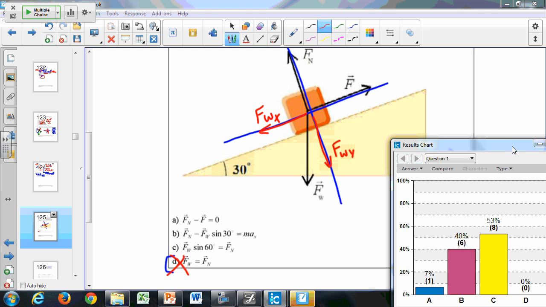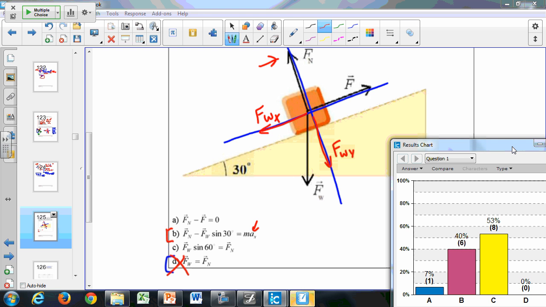Let's look at B. It says that the normal force minus the x component of the weight is equal to max. A couple of reasons that this is wrong. First of all, the normal force is on the y-axis, and it says that that is somehow related to the acceleration in the x direction. So that should have keyed you off that that was not correct.